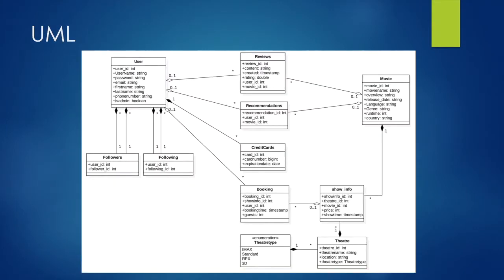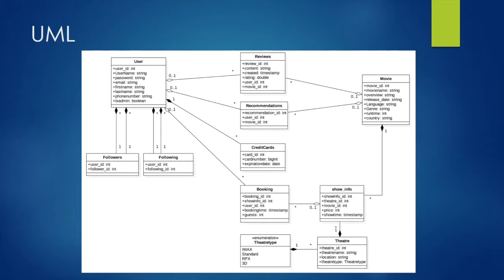So let's take a look at the UML diagram. A UML diagram consists of various important classes such as user, reviews, recommendations, booking, theater, movie. User has followers as well as followees, where they can follow or get followed by a particular user to see what they like and don't like. This is represented by composition relationship.